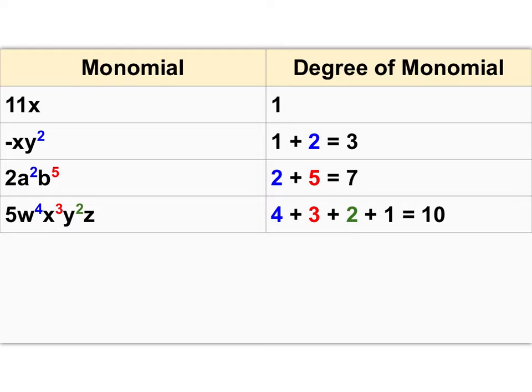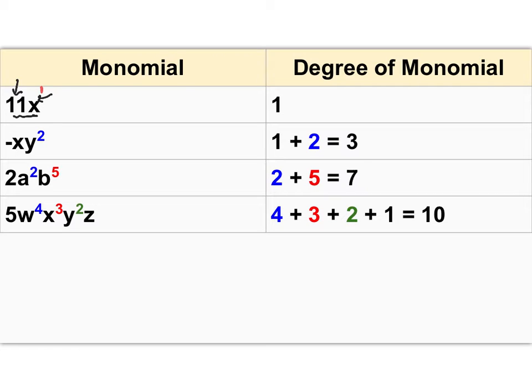So we looked at monomials in the last video. We looked at how we count degrees. So when you have a monomial, such as the first one, 11x, this 11 is called a coefficient. The x is your variable. And if there's no power written, it's a 1. I'll put the powers in blue or red, and I'll tell you the difference between a power and a coefficient. So monomial, one term.